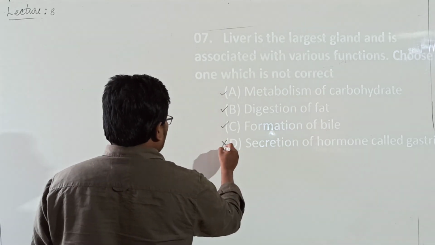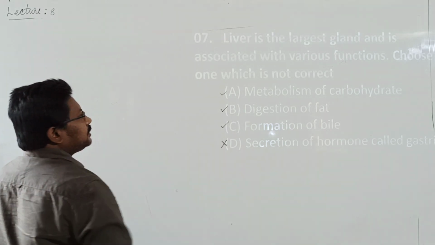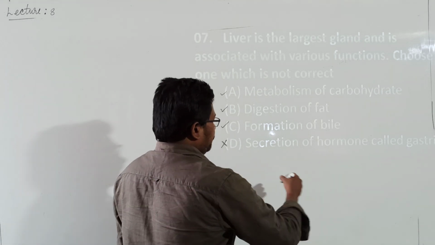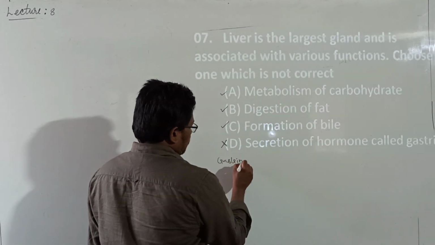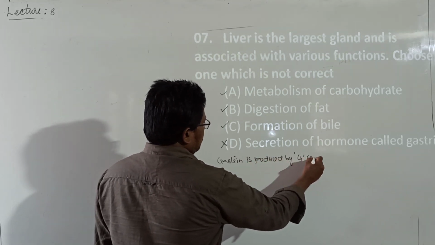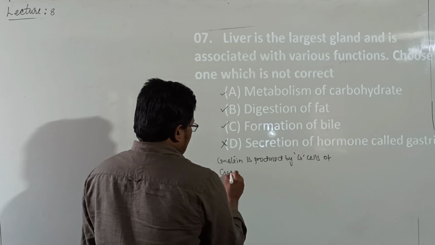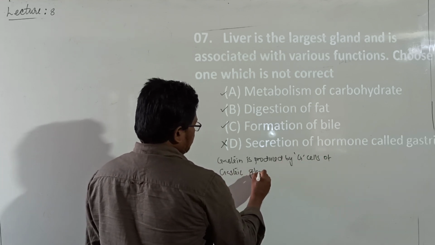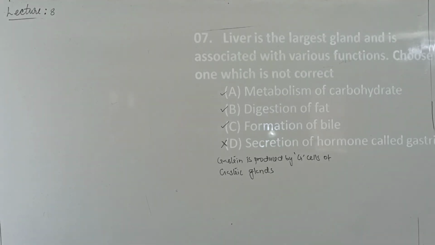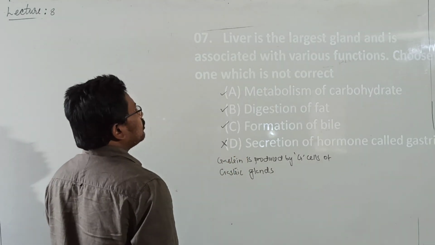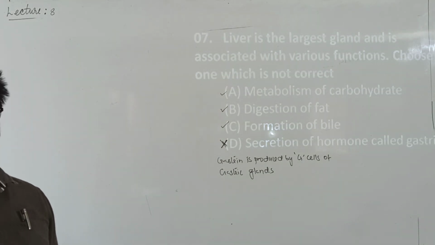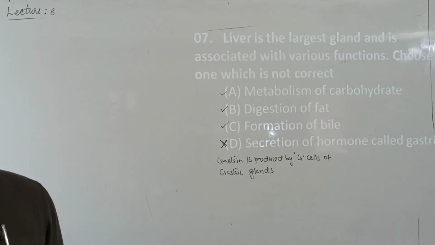Okay, so this is a wrong statement. Here the gastrin is not produced by the liver. Now I'll mention here, gastrin is produced by G cells of gastric glands. So it comes from the gastric gland. So that's why option D is wrong. So the answer in this case is that the secretion of a hormone called gastrin is a wrong statement.